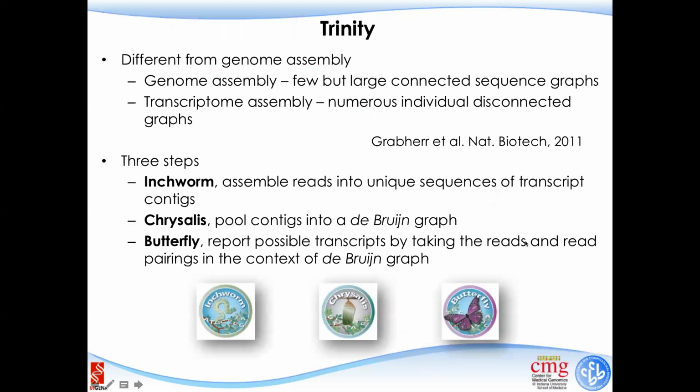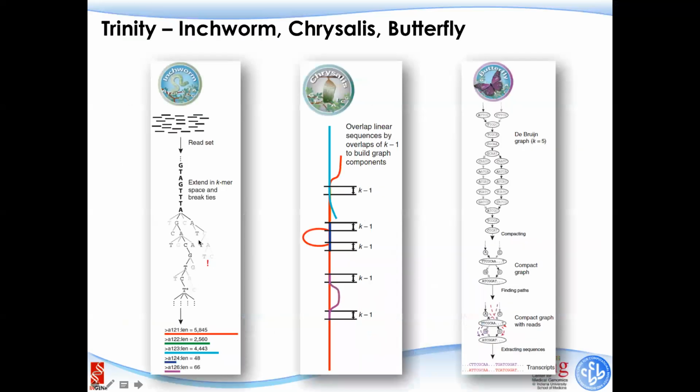Trinity is a transcriptome assembly method with three major steps. First is Inchworm, which is highly memory consuming, and the second and third are Chrysalis and Butterfly. We will talk about the details of these.